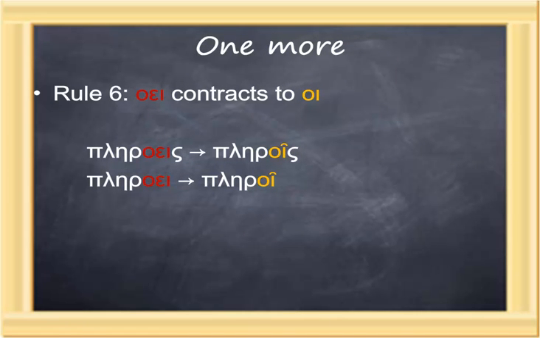There is a 6th rule. It's not in the big 5, but I feel it's almost as important because we run into it twice with pleirao, namely the combination of omicron plus epsilon plus iota. It contracts to omicron iota. So pleira plus ace becomes pleirois, and pleira plus a becomes pleiroi. These look so much like nouns that it's important to know this rule.